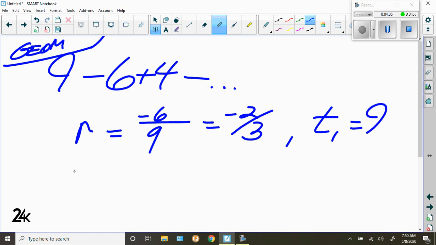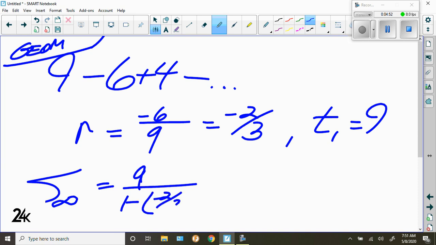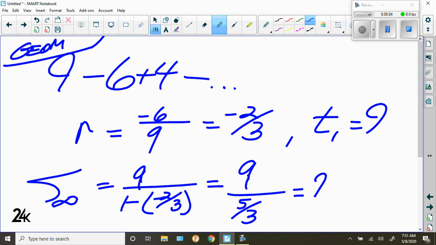So then if I wanted to figure out the sum of the infinite series, it would be 9 over 1 minus negative 2/3. And so that's going to be 9 over 5/3. Okay, and so that's going to be the same as 9 times 3/5, which is 27/5.